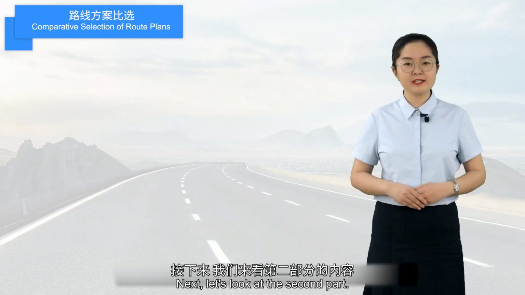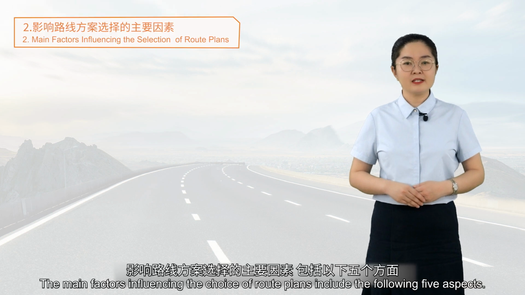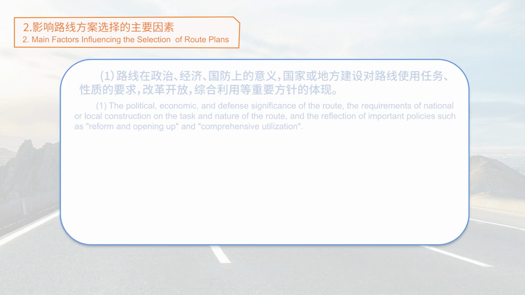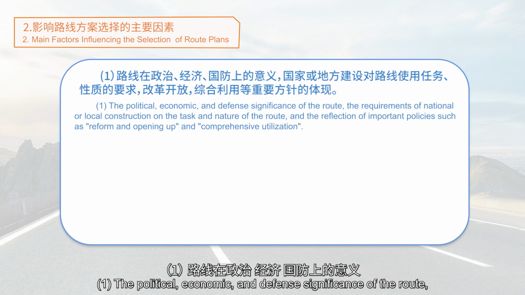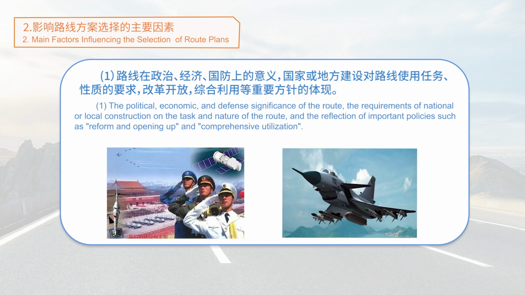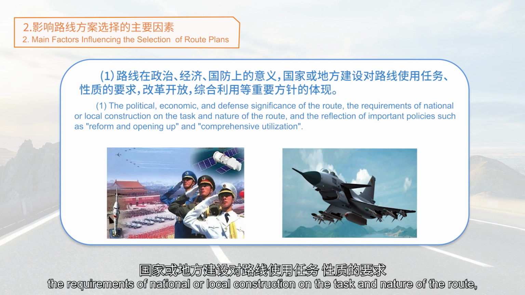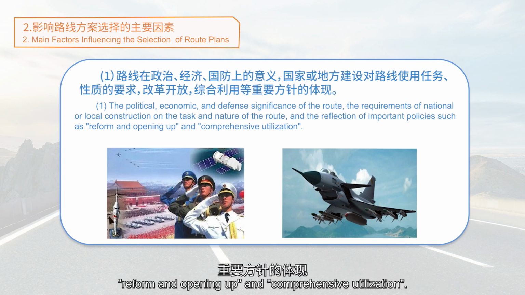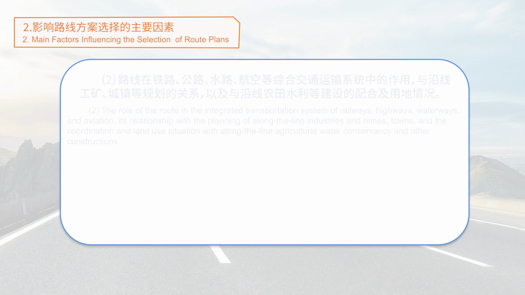Next, let's look at the second part. The main factors influencing the choice of route plans include the following 5 aspects. 1. The political, economic, and defense significance of the route, the requirements of national or local construction on the task and nature of the route, and the reflection of important policies such as reform and opening up and comprehensive utilization.